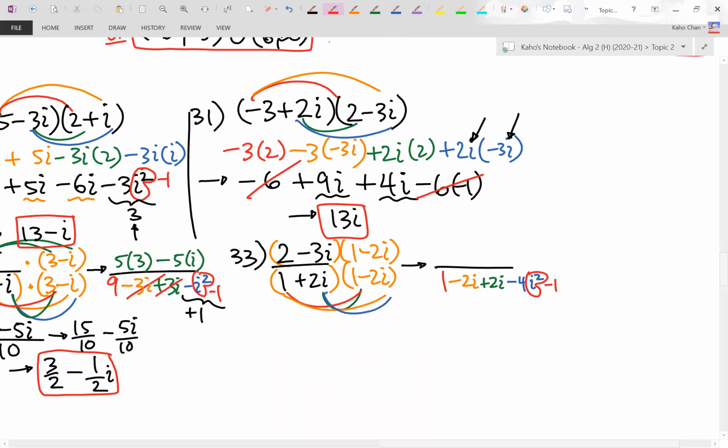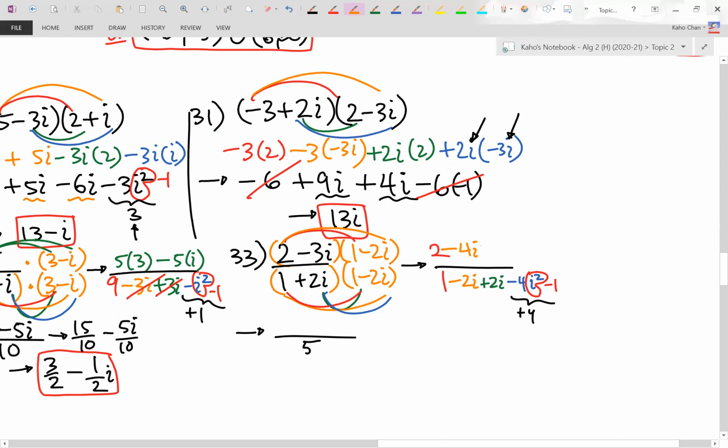And in the denominator, I now have 1 minus 4 times negative 1 plus 4. 1 plus 4 is 5. Okay? For the numerator, this is going to be ugly. 2 times 1. 2 times negative 2i. Now, this is not a conjugate, so the i's don't cancel each other, so don't think that.